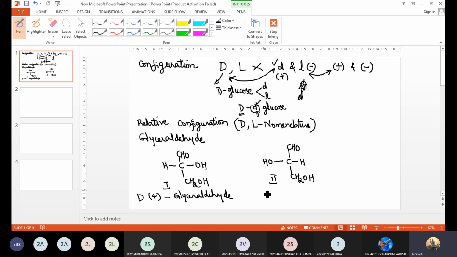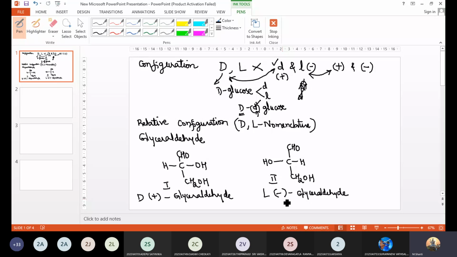Structure 2 would be called what? L. Why L? Always remember, L means OH is on the left hand side, and D means OH is on the right hand side in the glyceraldehyde structure. And here, in the brackets, it is showing the optical rotation as negative. That means the molecule is levorotatory. That's it. That can be confirmed only by the polarimeter experiment.